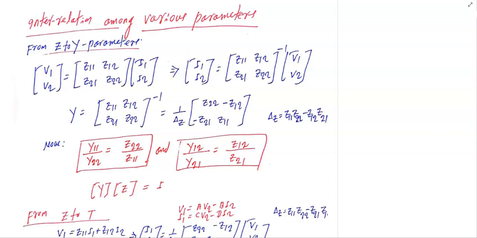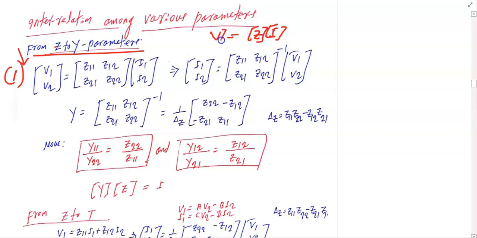First we will discuss the relationship between Z to Y or Y to Z, whatever way you can say, Z to Y. The first step is to write the Z parameters equation. Z parameters equation is V equal to Z I.